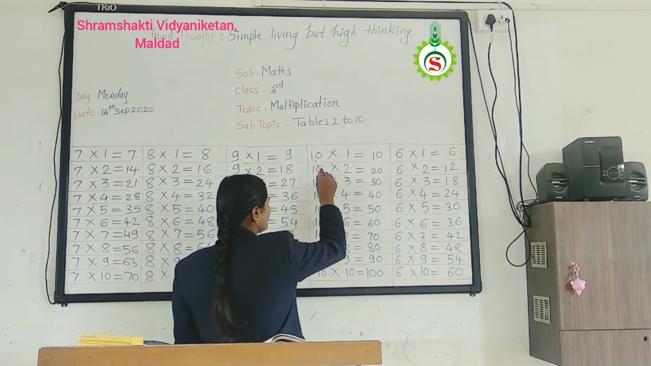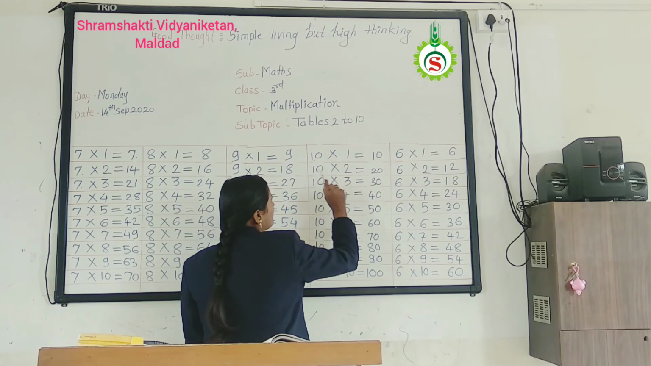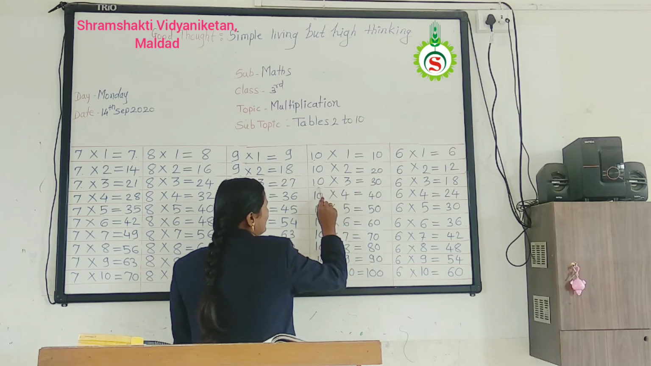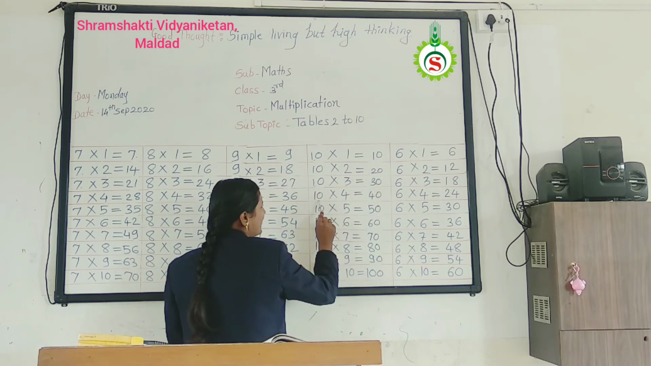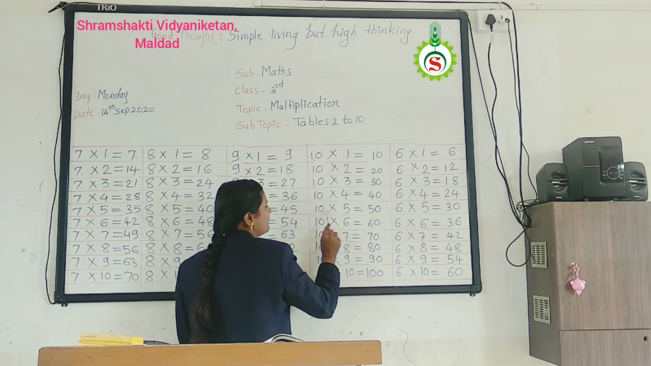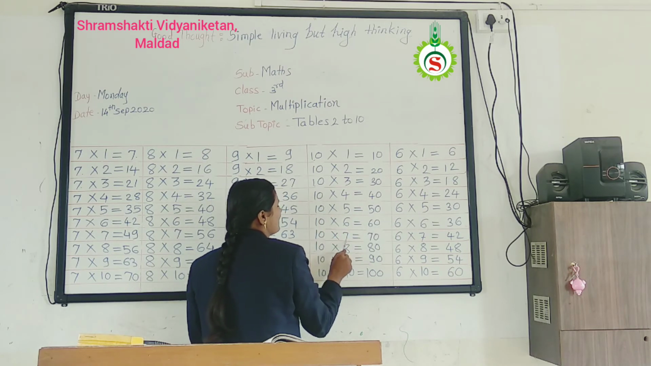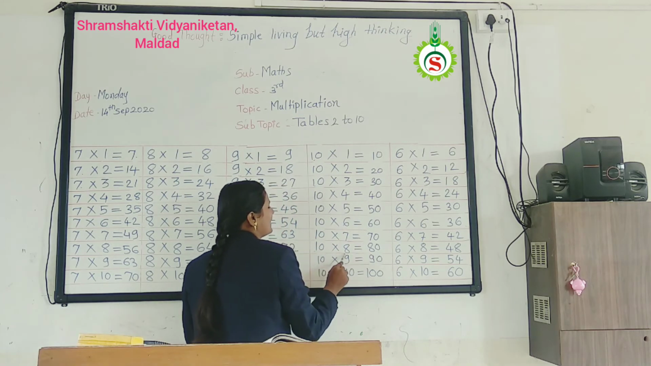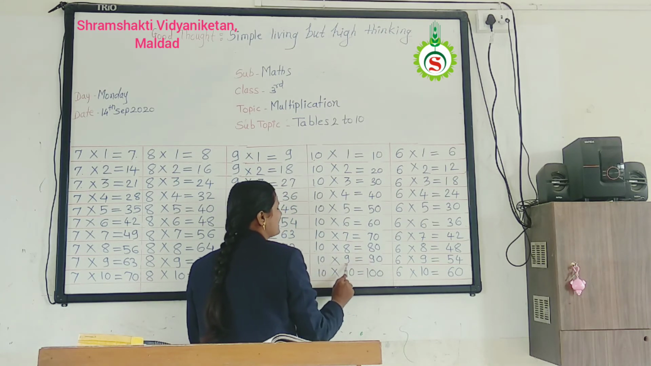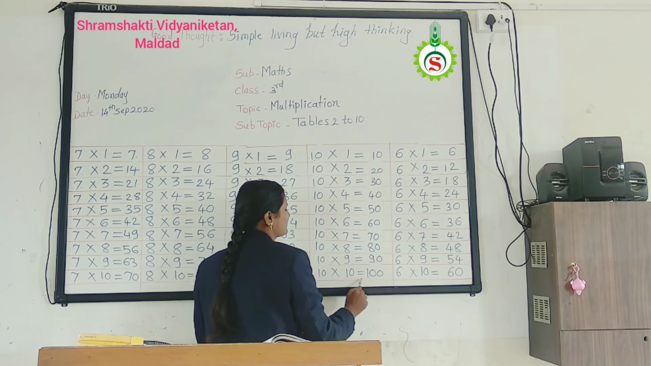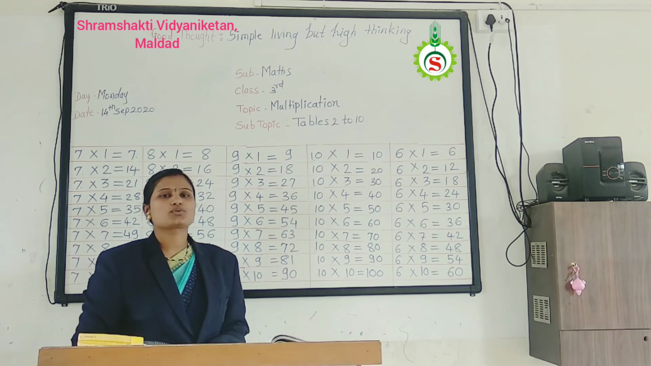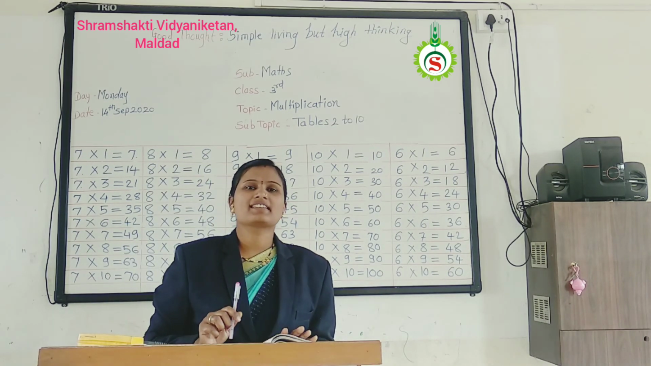See, 10 ones are 10, 10 twos are 20, 10 threes are 30, 10 fours are 40, 10 fives are 50, 10 sixes are 60, 10 sevens are 70, 10 eights are 80, 10 nines are 90, 10 tens are 100. So students, see this topic again in your book.